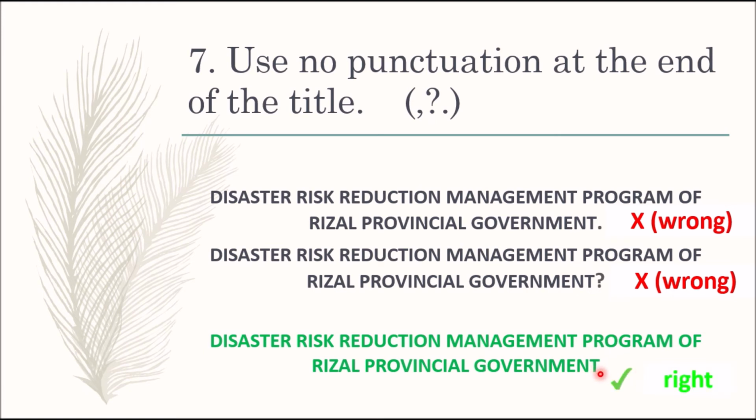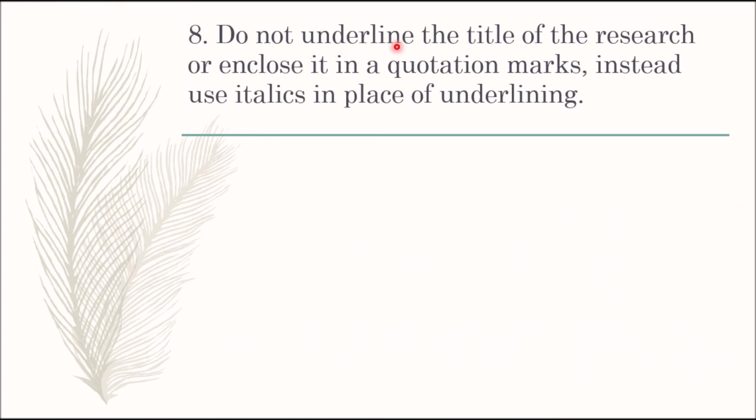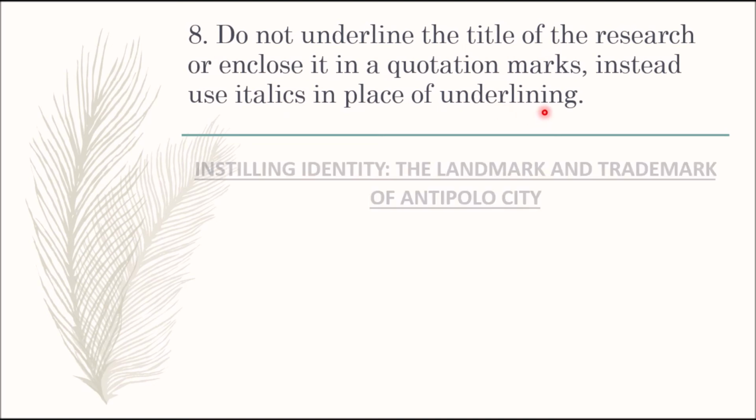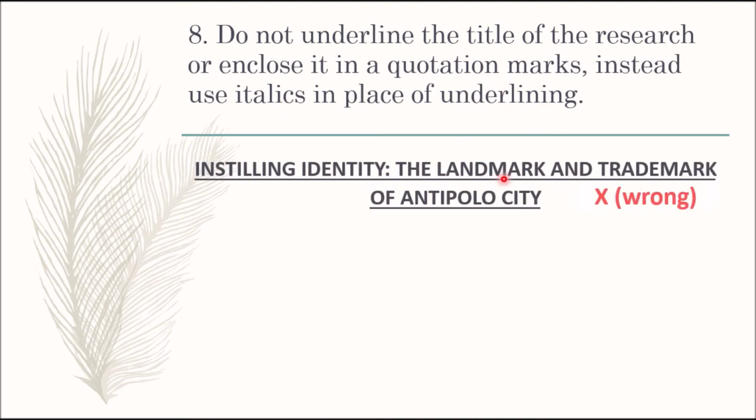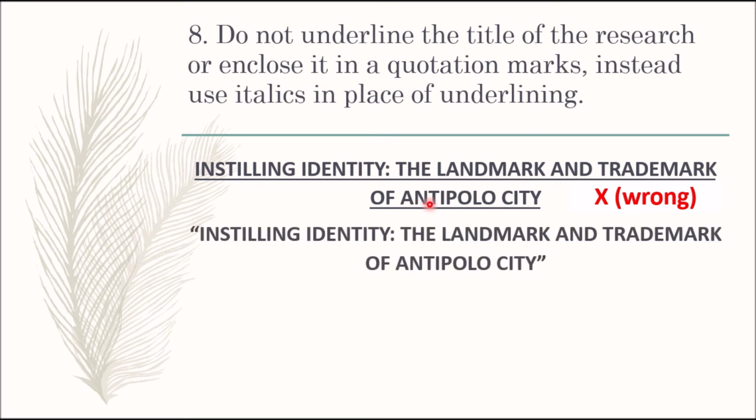Much better. Number 8. Do not underline the title of the research or enclose it in quotation marks. Instead, use italics in place of underlining. Okay, this one is wrong. Why? It uses underline. It underlined the title of the research. Next example. This is also a wrong one. Why? It put quotation marks at the start and at the end of the title.